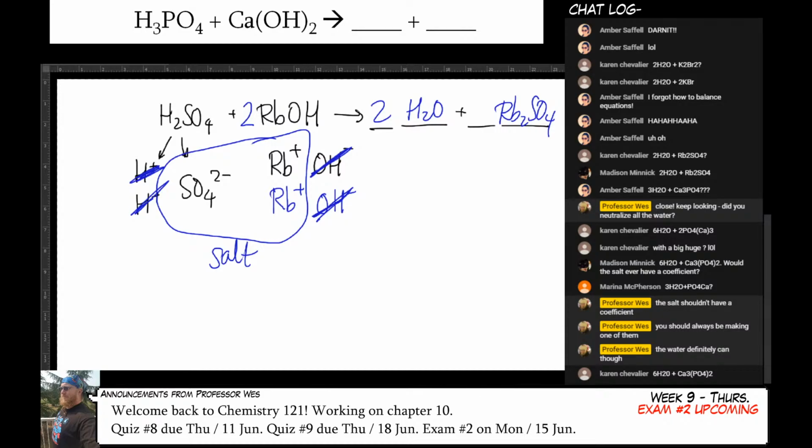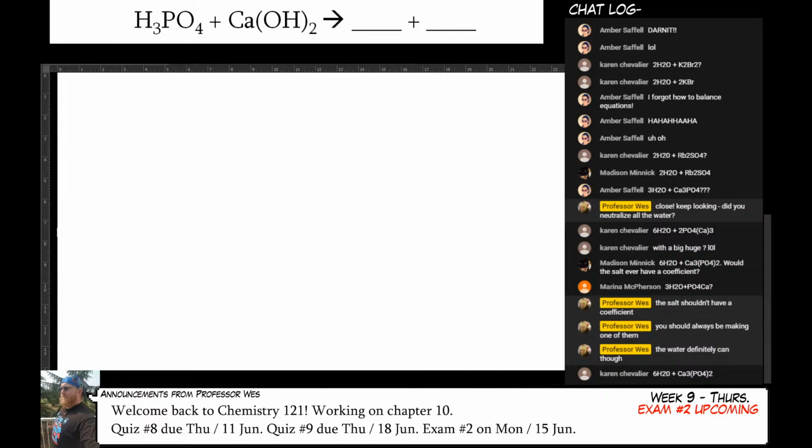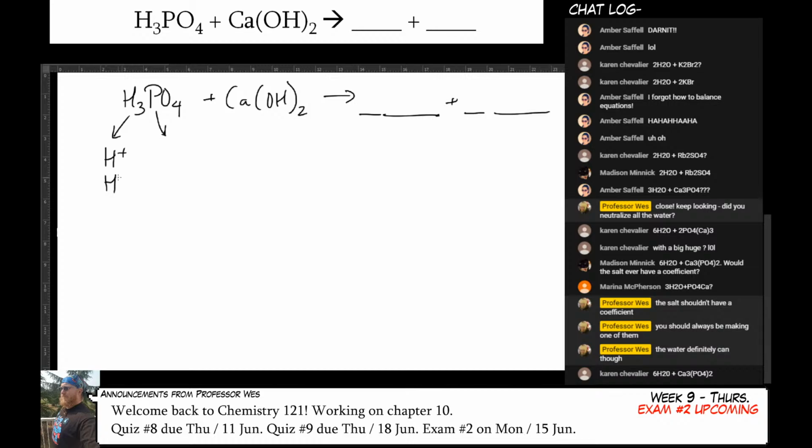All right, I see a bunch of answers here, so let's go over this one together too. We'll just erase everything. All right, so we have H3PO4 plus calcium hydroxide makes blank and blank. So step 1, break up all the pieces. There are 3 H pluses and a phosphate. Step 2, there is calcium and then 2 hydroxide.